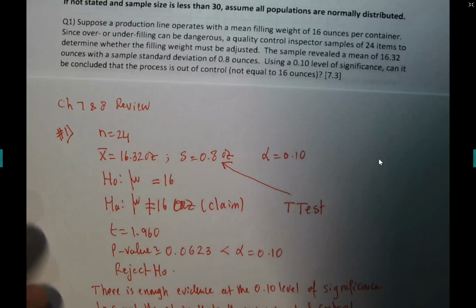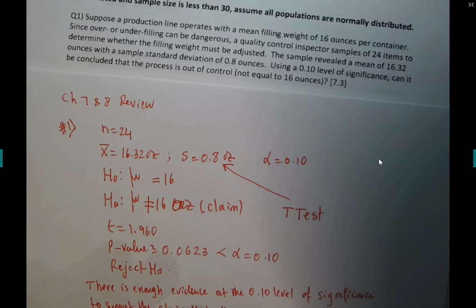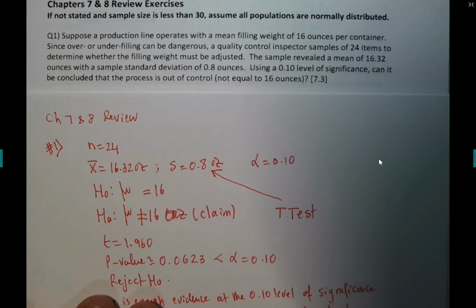So does the machine need to be adjusted or not, guys? What do you think? Yes or no? A quality control inspector samples 24 items to determine whether the filling weight must be adjusted. Yeah, it needs to be adjusted. Yes, it does. This is how they figure this out, guys. This is the mathematics that they do, because the machine should not be over or under filled.